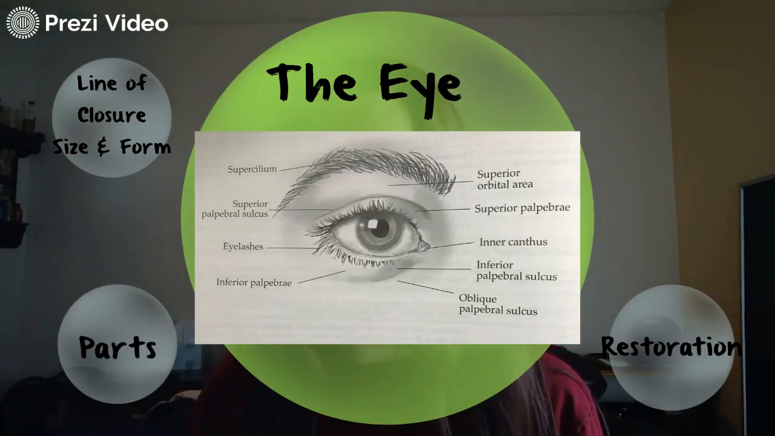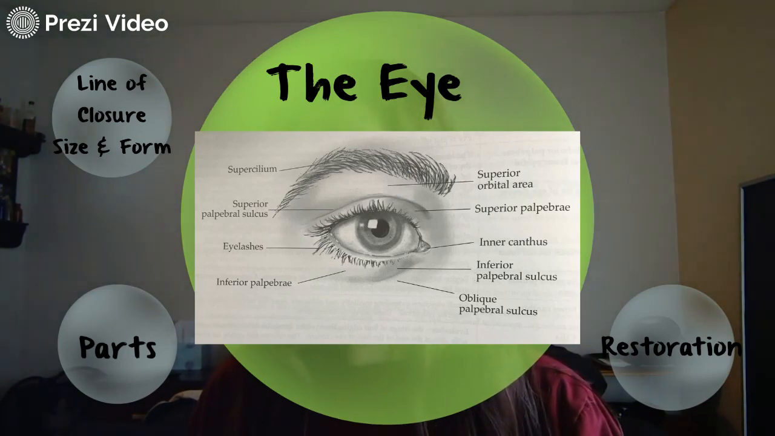For my next section, we're going to go over the eye. We're going to start with line of closure, size, and form.